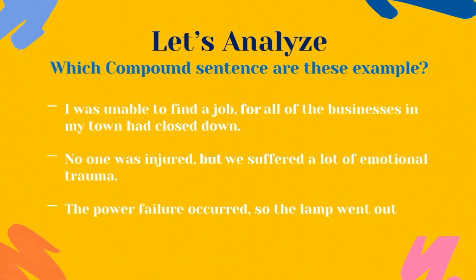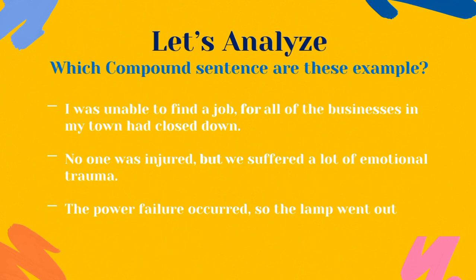And the second sentence: no one was injured, but we suffered a lot of emotional trauma. From the sentence, we can consider it an adversative sentence because the coordinated conjunction uses the conjunction but. And we can also consider that the two clauses oppose each other. Like when no one was injured, but on the other hand, we suffered a lot of emotional trauma.